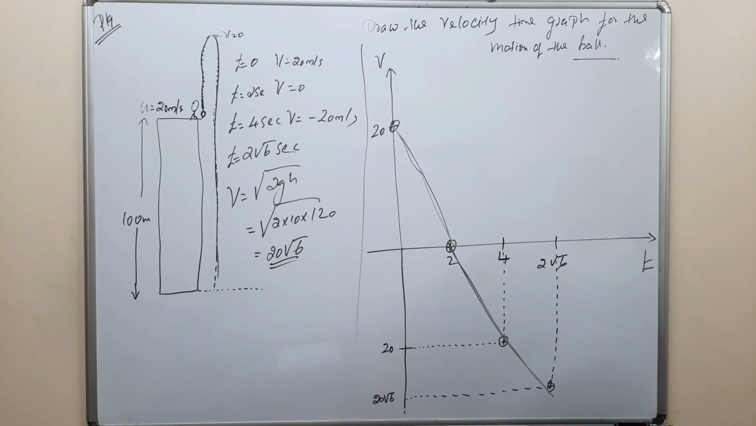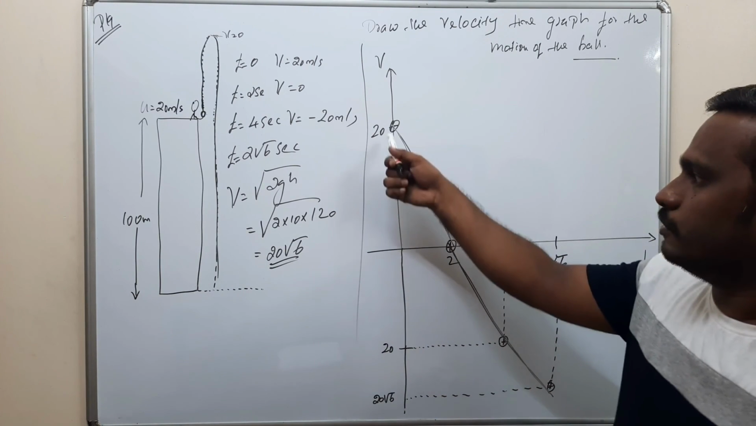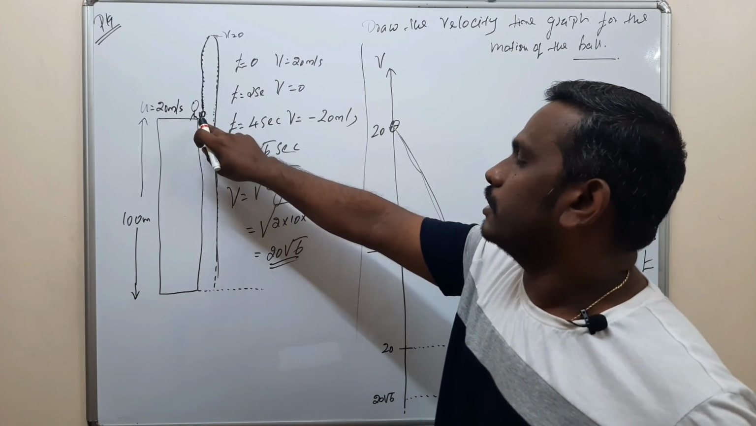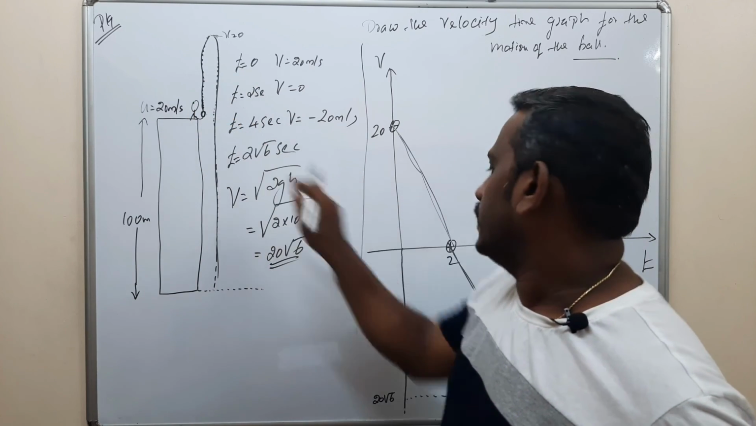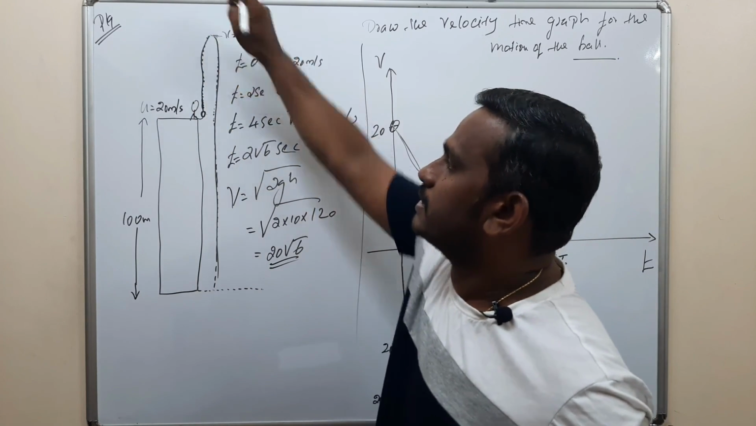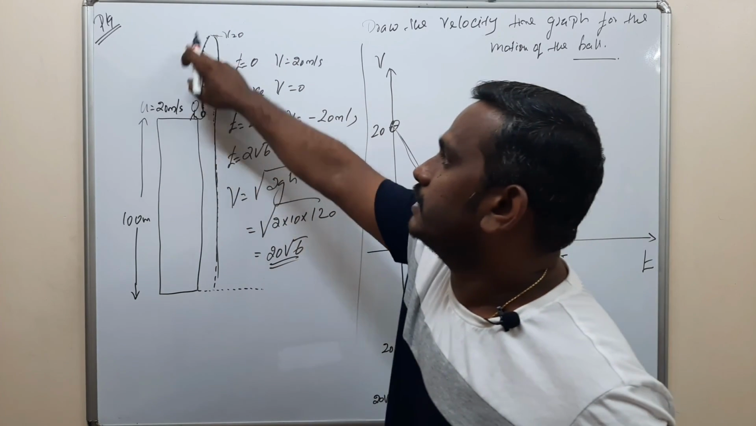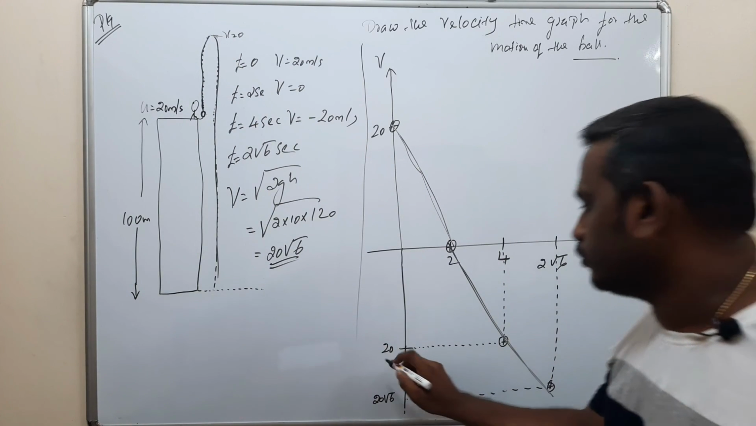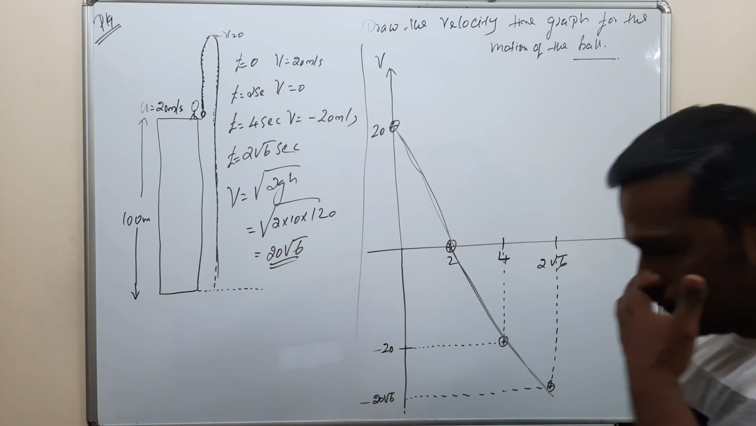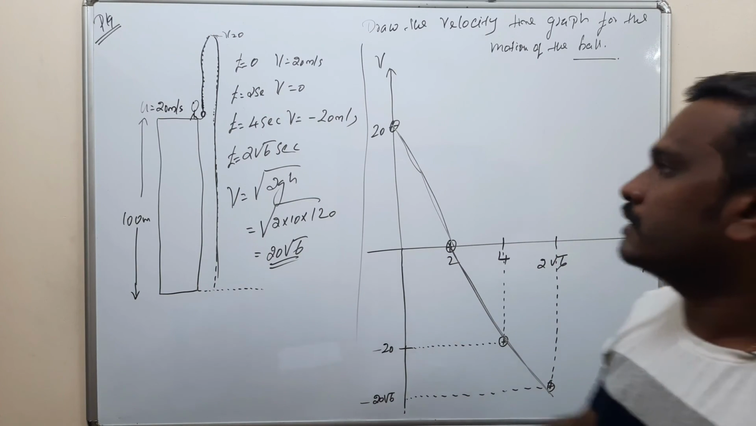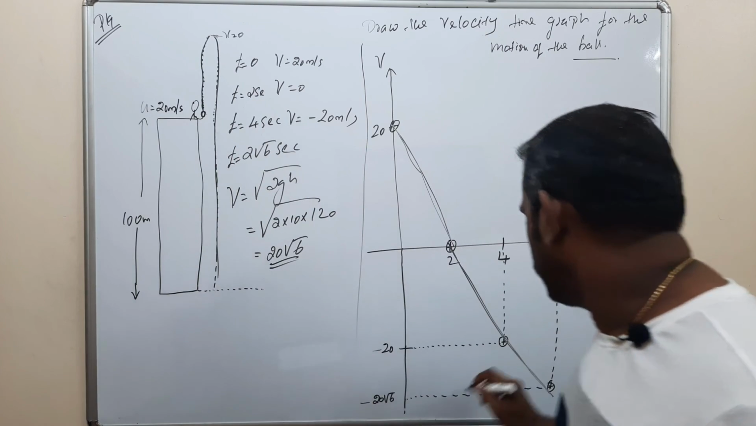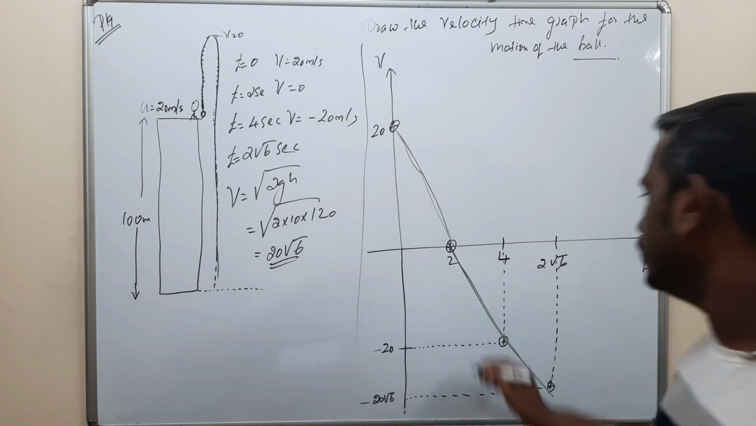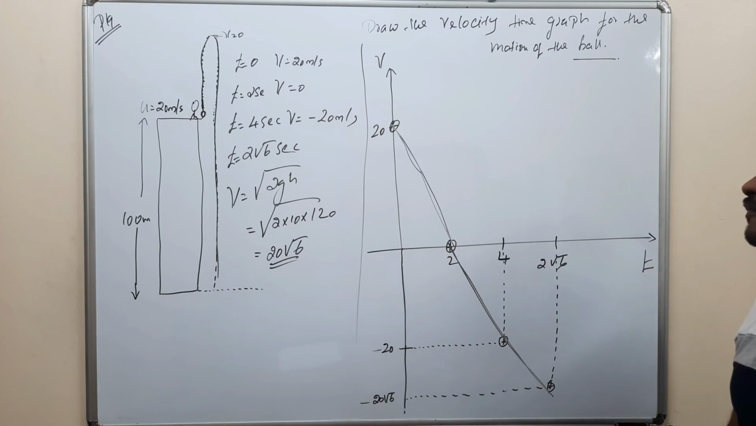In the velocity time graph, at time t is equal to 0, the velocity is 20, which means the ball is projected. At t is equal to 2 seconds, the ball reaches the maximum height and the velocity becomes 0. Then at t is equal to 4 seconds, the ball returns to the starting position with velocity minus 20. At t is equal to 2 root 6, the velocity is minus 20 root 6. So this is the graph.